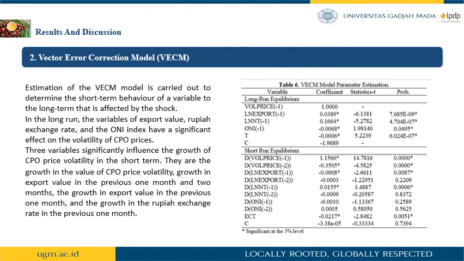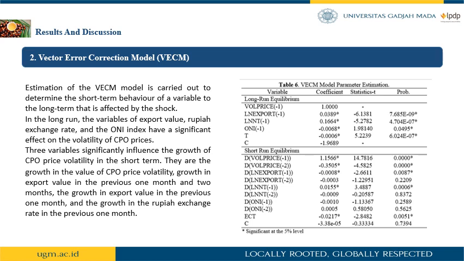Vector Error Correction Model. Estimation of the VECM model is carried out to determine the short-term behavior of a variable to the long-term that is affected by the shock. In the long run, the variables of export value, rupiah exchange rate, and the ONI index have a significant effect on the volatility of CPO prices.